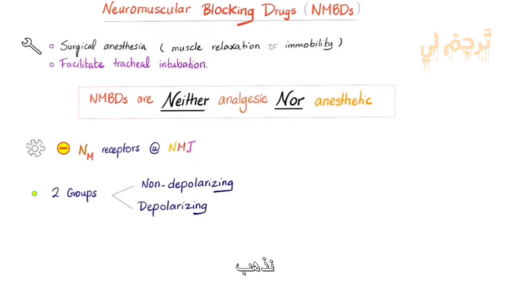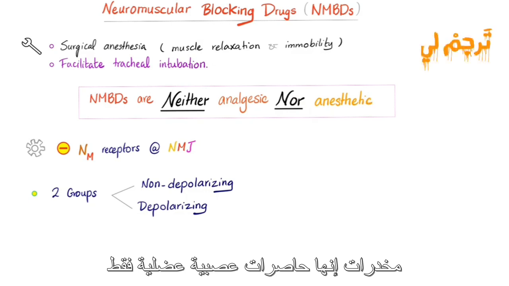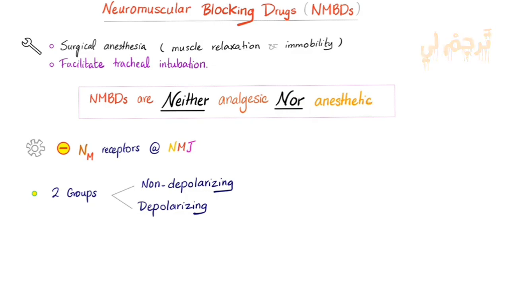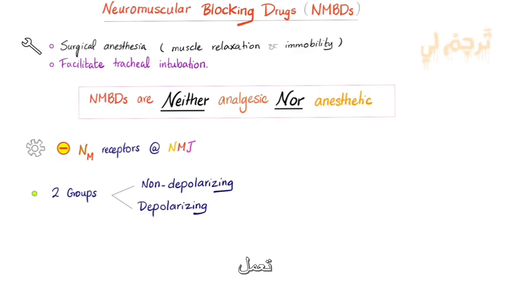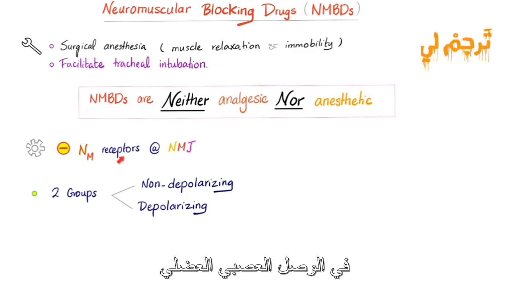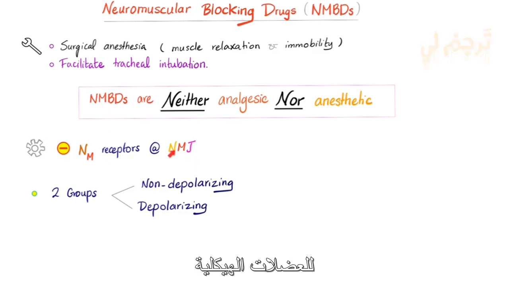Neuromuscular blockers, let's go. Why do you use them? Surgical anesthesia, facilitate tracheal intubation. They are neither analgesics nor anesthetics. They are only neuromuscular blockers. They will not make you unconscious. They will not make you painless. That's not their job. How do they work? They block the N sub M cholinergic receptor at the neuromuscular junction for skeletal muscles.